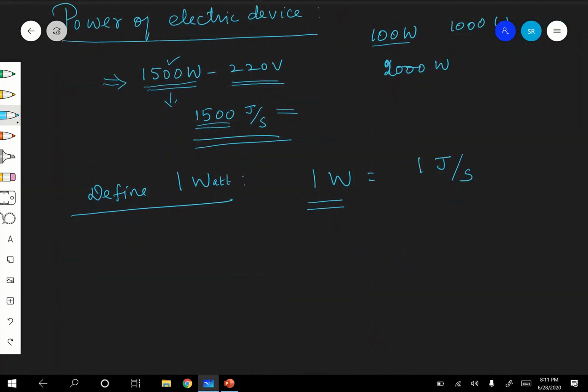Now I am going to give you the kilowatt hour. You come back to kilowatt hour now. Therefore, what is kilowatt hour? See, the commercial unit of energy is 1 kilowatt hour.